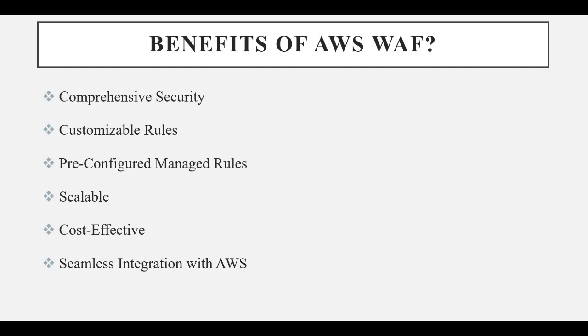The next is seamless integration with AWS. It works smoothly with other AWS services like CloudFront, Elastic Load Balancer, and API Gateway, simplifying deployment and enhancing efficiency. So the WAF can easily integrate with other AWS services like CloudFront or Elastic Load Balancer and API Gateway, simplifying the deployment and enhancing the efficiency.